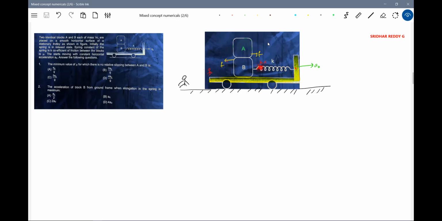I think this will only accelerate the blocks here, no? In the trolley frame, what are you going to put? You're going to just add that pseudo force. Pseudo force on what? On block B or block A? On both. We have two blocks here. The total pseudo force you have to show. So in the trolley frame, you treat this as AB together, which has mass 2m, so 2ma naught, and kx. It's like this.